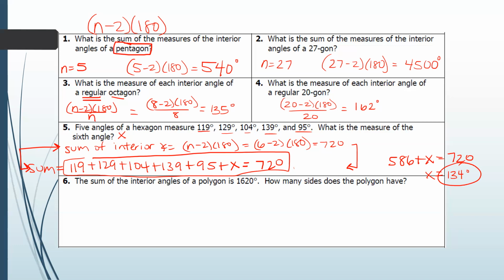Okay. Let's do it one more time. This one's a little different though, because it's saying how many sides does this thing have? All right. The sum of the interior angles of a polygon is 1,620. How many sides does it have?